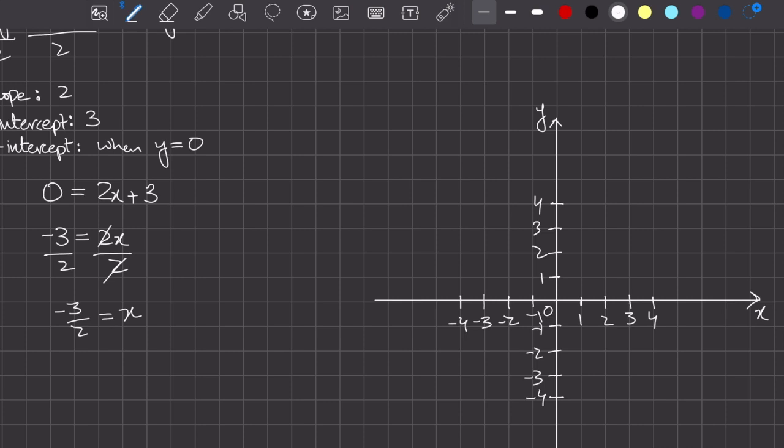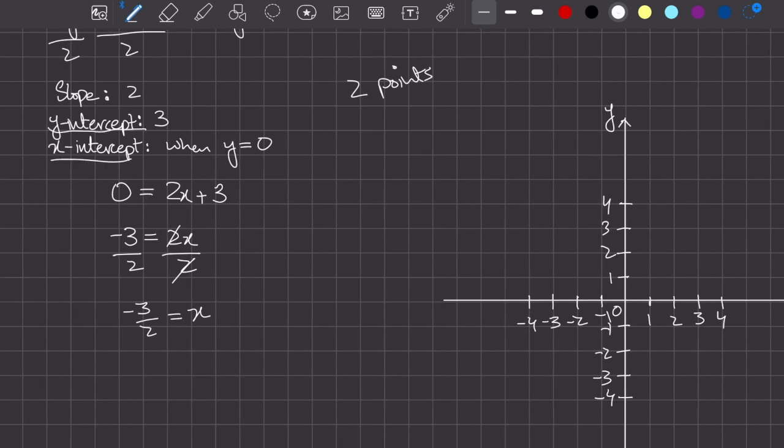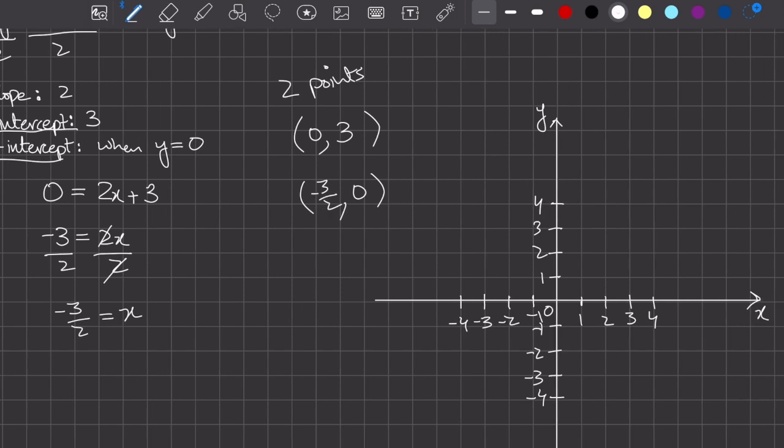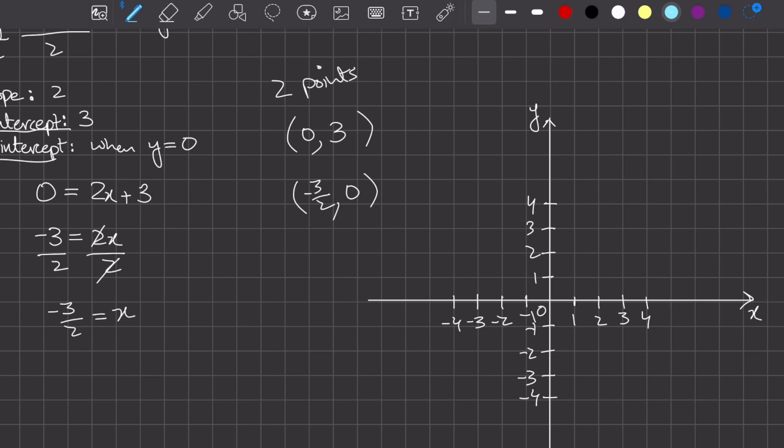An easy way to sketch linear equations is by plotting any 2 points on the line. Since we already found the x and y intercepts, we can sketch it using those 2 points. At the y-intercept, we have x equals 0, so we get the point (0, 3). At the x-intercept, we have y equals 0, and we get the point (negative 3 over 2, 0). Connecting these 2 points and drawing a straight line gives us the graph of the equation.